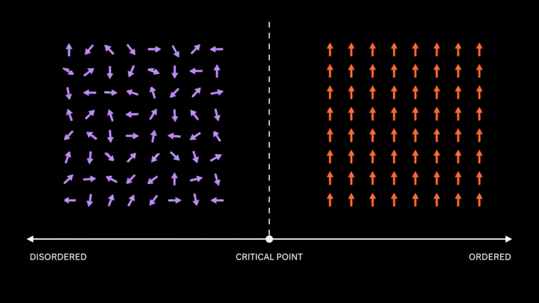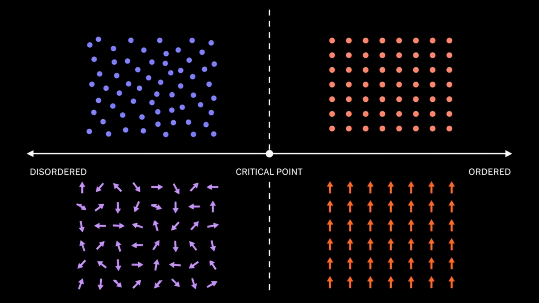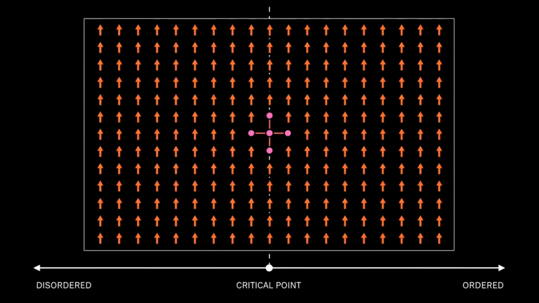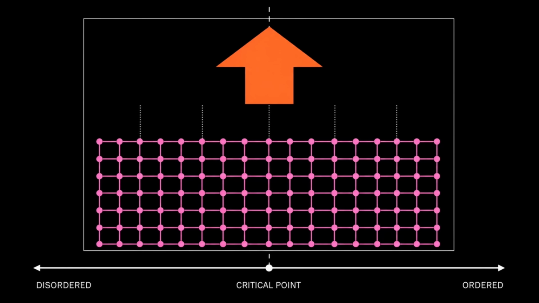Physics gives this idea extra depth through phase transitions. Think of water freezing or a magnet suddenly becoming magnetized. Near these transitions, tiny local interactions can produce dramatic global behavior. The whole system starts acting as one. That is emergence, large-scale order arising from many small-scale relationships.